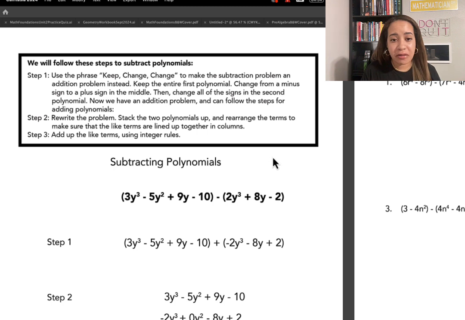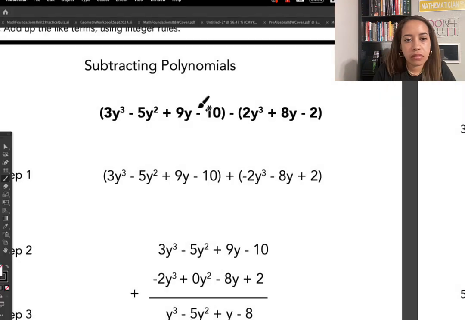Next, we will practice subtracting polynomials. Subtracting polynomials uses a lot of the skills that you just practiced when you were adding polynomials. We just have one new step that we'll do at the beginning of our problem. We will use the phrase keep, change, change to make a subtraction problem an addition problem instead. The rest of the steps are the same. Once we rewrite our problem as an addition problem, we will look for our like terms and we will stack them up together and add.